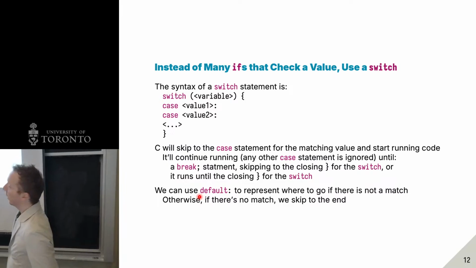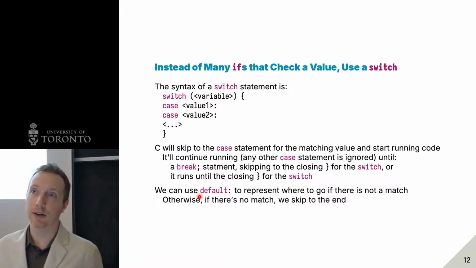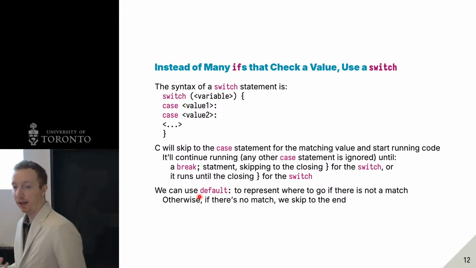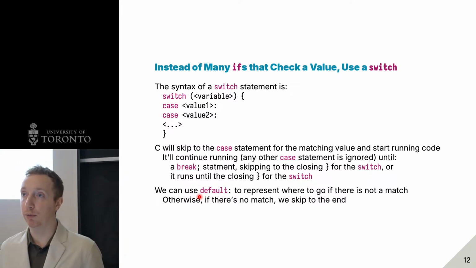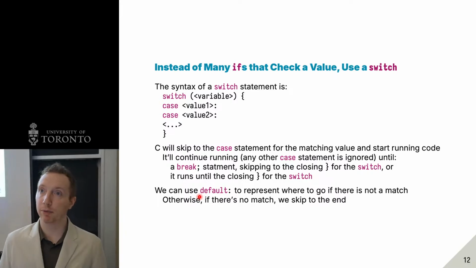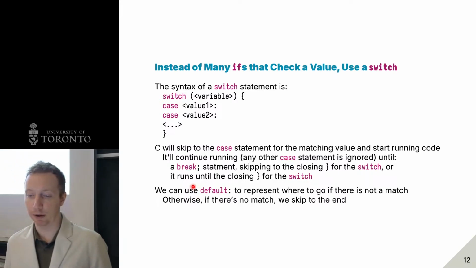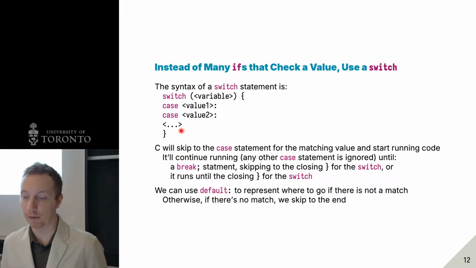So there's another thing that looks a bit annoying: a bunch of else ifs where I'm checking the same value over and over again. Instead of many ifs that check a value, you can use something called a switch statement that uses the same variable and does something different depending on what the value of that variable currently is. And you can actually match a whole bunch of different values.